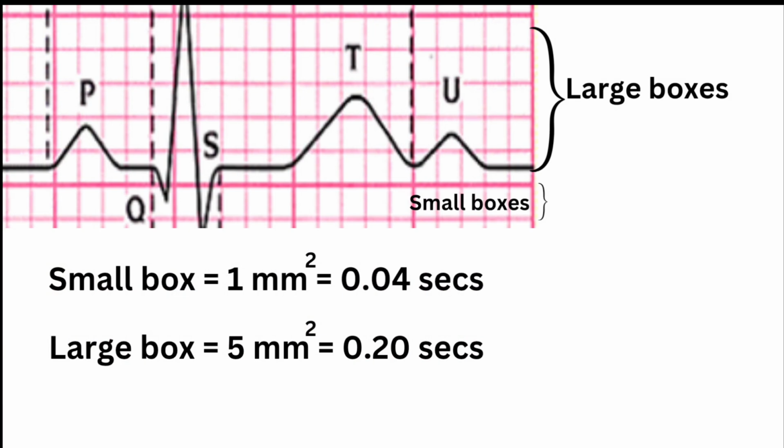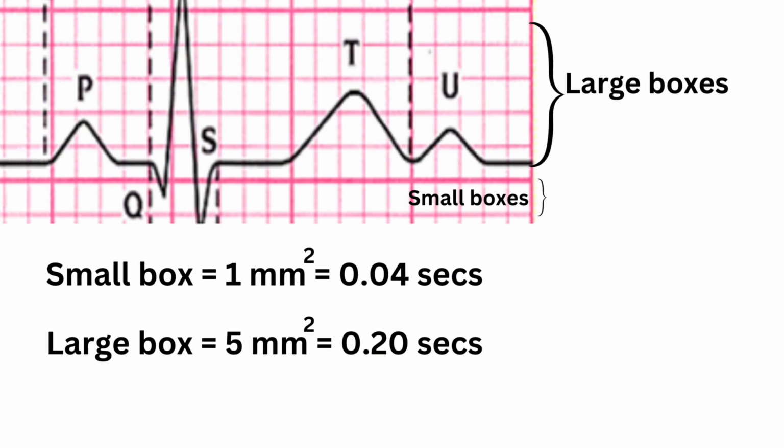Each large box is a square composed of 5 small squares in width and 5 small squares in height. Each small box is equal to 1 millimeter square. It means that one small box has 1 millimeter height and 1 millimeter width, very important, and one small box in time is equal to 0.04 seconds. Very important, must memorize this. One small box is equal to 1 millimeter square, and one small box is equal to 0.04 seconds.